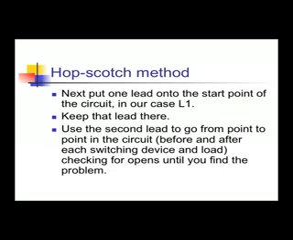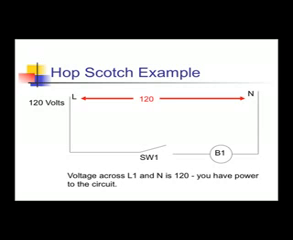First, make sure your meter is set to volts and make sure the leads are correctly plugged into the appropriate places on the meter. Next, check the voltage across the two endpoints of the circuit, line and neutral, or line and line, depending on the voltage. Next, put one lead at the start point of the circuit. In our case, we're going to use L1. You're not going to move that lead, so you might want to use an alligator clip or something to hold it there. Use the second lead to go from point to point in the circuit before and after each switching device and load, checking for opens until you find the problem.